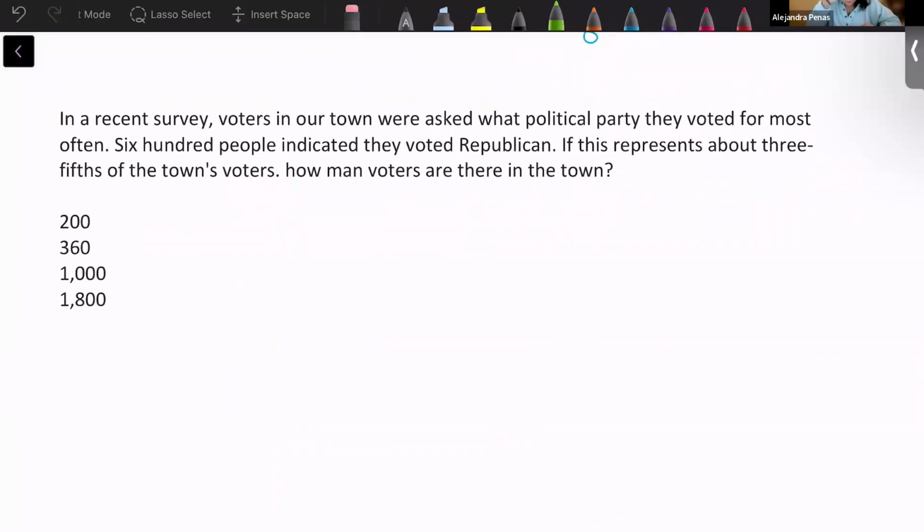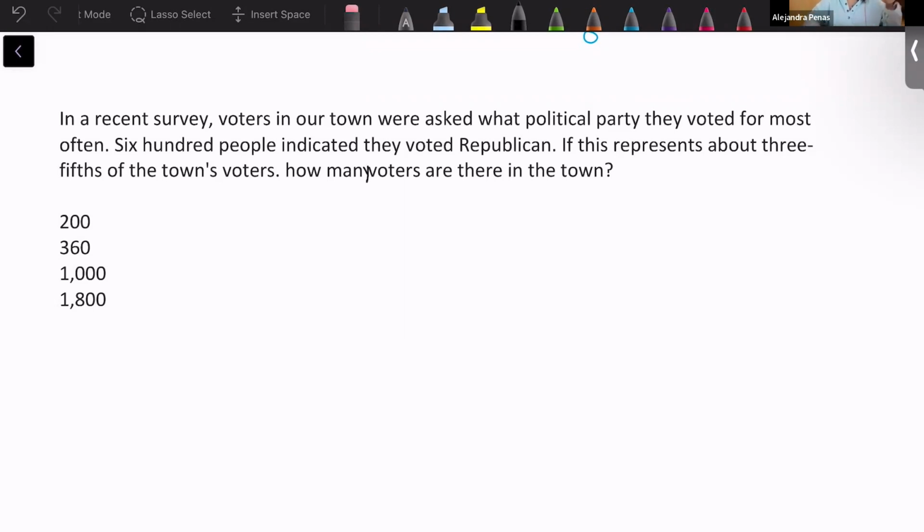In a recent survey, voters in our town were asked what political party they voted for most often. 600 people indicated they voted Republican. If this represents about 3/5 of the town's votes, how many voters are in the town?